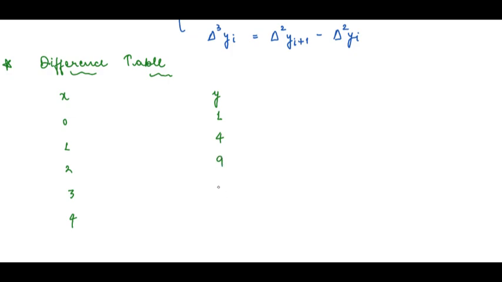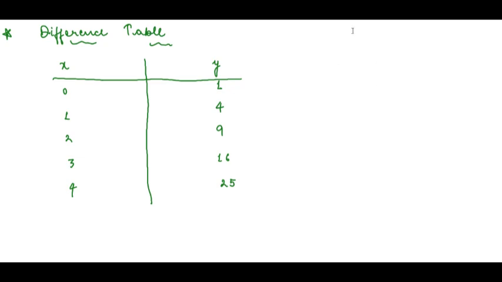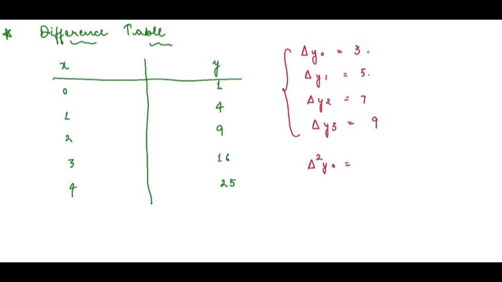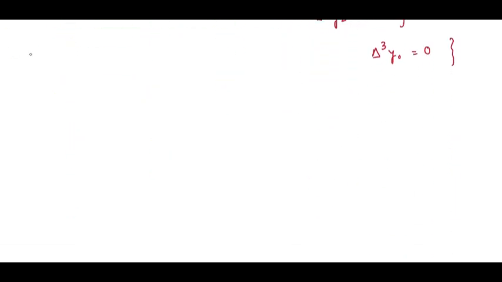Now constructing the forward difference table, we first need to evaluate the first differences. That is, del y0 becomes 4 minus 1 is 3. Del y1 is 9 minus 4 is 5. Del y2 becomes 7. Del y3 becomes 9. And the second differences: del square y0 becomes 5 minus 3 as 2. Del square y1 becomes 7 minus 5 as 2. And del square y2 becomes 9 minus 7 as 2. And the third difference, hence, del cube y equals 0.